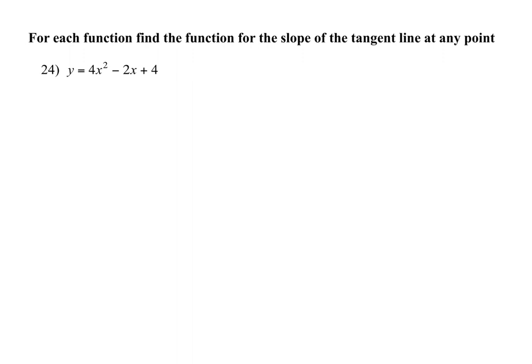All right, so number 24, it says for each function, find the function for the slope of the tangent line at any point. So now I'm not giving you a specific point. You're not going to give me a specific number necessarily. I want a new function. So I actually want the function itself. And so when I look at this, I am literally just looking for the derivative. So we are going to do that process. 2 times 4 is 8, x to the first power, minus 1 times negative 2 is negative 2, x to the 0. That 4 drops off because the derivative of any constant is just 0, and I'm done.